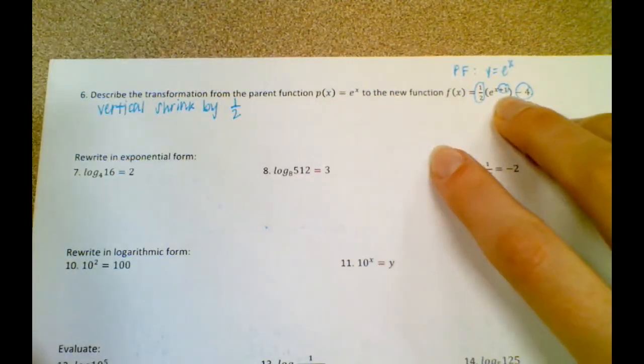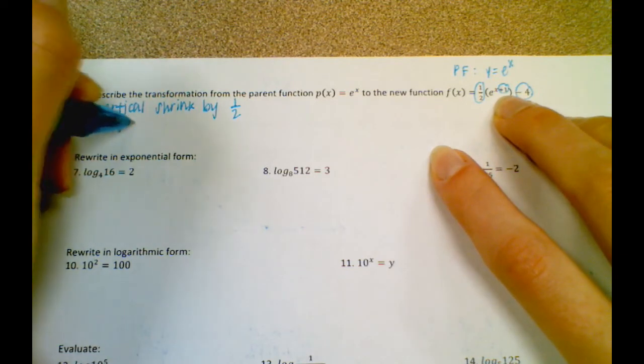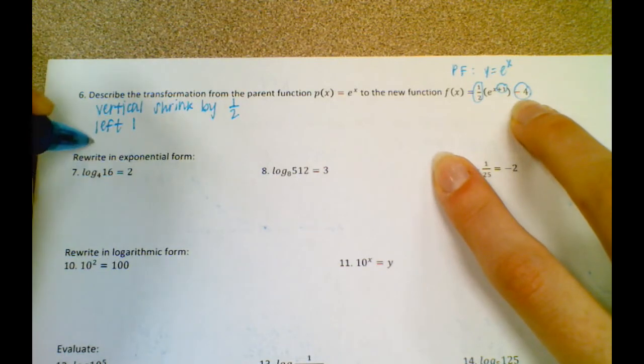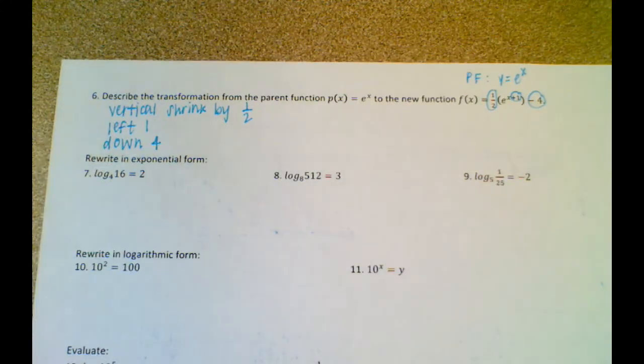This +1 up here, that's your h value. That tells you left or right, so this would be left 1 because we got to think of the opposite sign. And this -4 is down 4 because that's your k value, and that tells you if you move up or down.